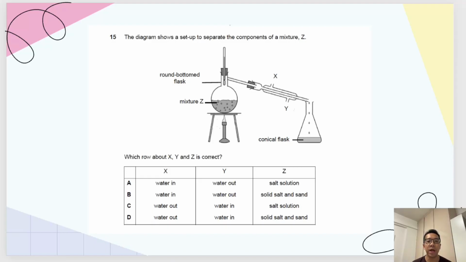The main reason why is that if your inflow of water is coming from X instead, the condenser will never truly be filled up. There will be pockets of air in the condenser itself. This will lead to a hazard where the condenser might crack due to the pockets of air and the heat that is being generated. So therefore, your only option here is option C.